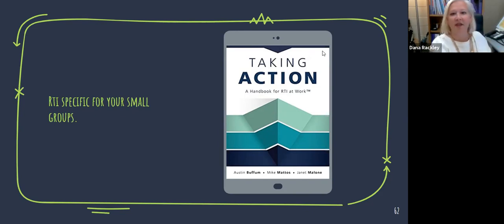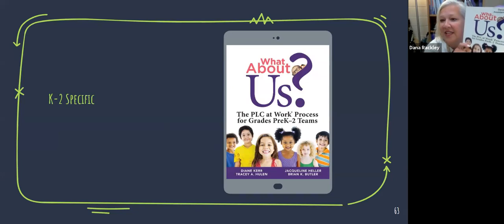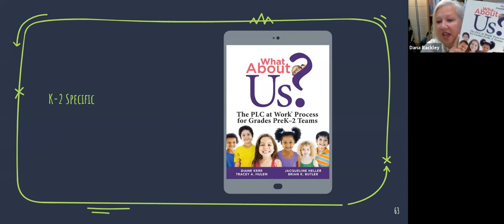Next book, what do y'all have next? Is it What About Us? This book is hot off the press. It has only been available for a few months. It's kind of like Learning by Doing for K through 2, and absolutely wonderful. I love these authors. Diane Kerr, one of the authors, was our coach at our building. We've also hosted Brian Butler before. This would be a great book.